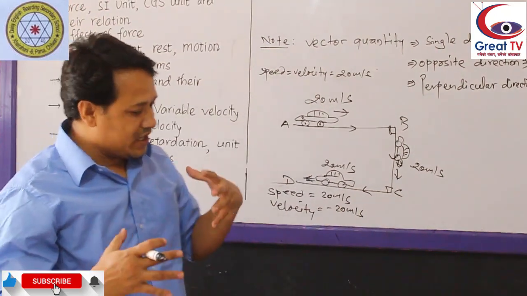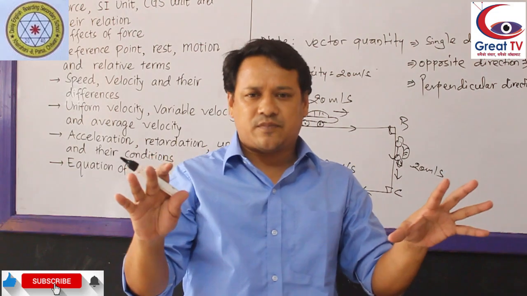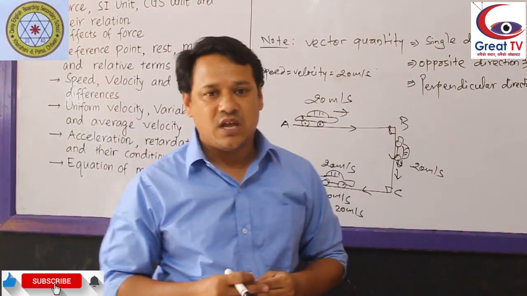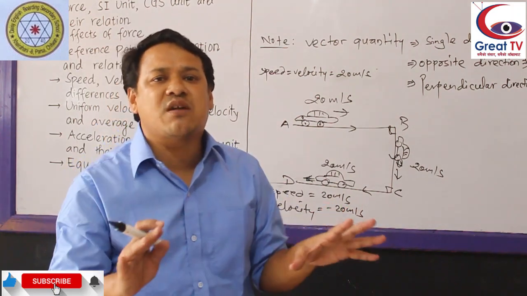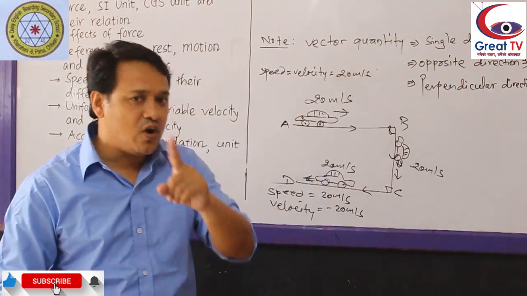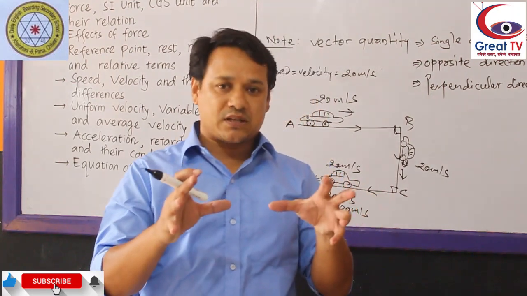Similarly, while moving in a circular path, there is no particular direction. Direction changes continuously at each point. That's why velocity also changes. There is no constant velocity in a circular path. Although there is constant speed, velocity changes in a circular path.